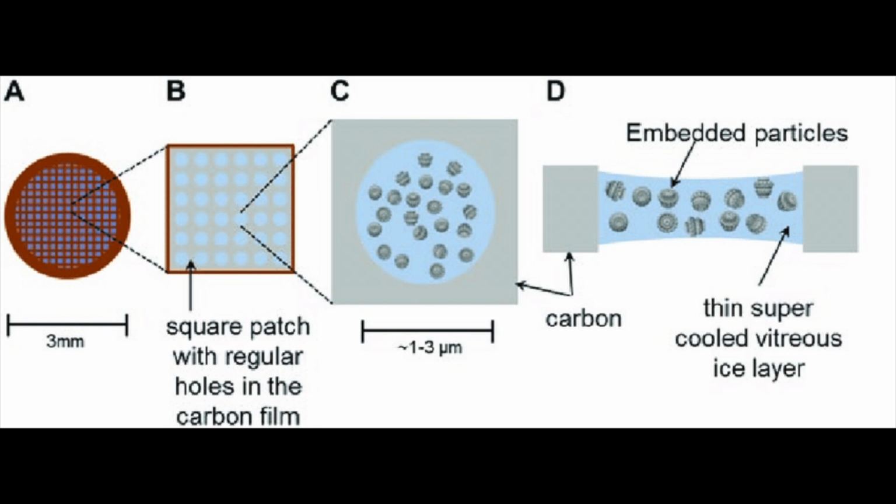And so one of the biggest reasons we freeze at negative 180 is that it just reduces motion.